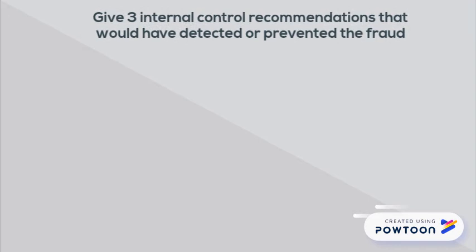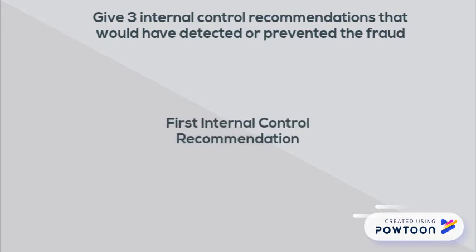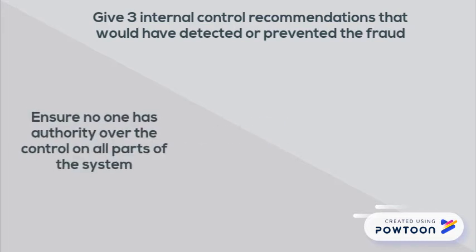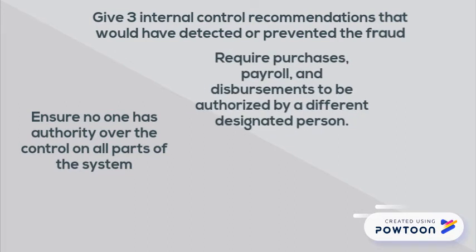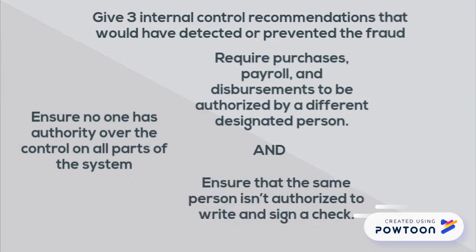Give 3 internal control recommendations that would have detected or prevented the fraud. First internal control recommendations. Ensure no one has authority over the control on all parts of the system, such as required purchases, payroll, and disbursement to be authorized by a different designated person. And ensure that same person isn't authorized to write and sign a check.